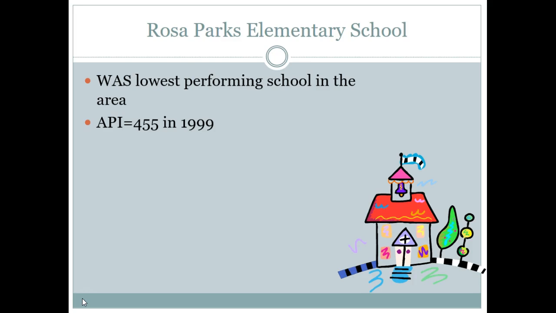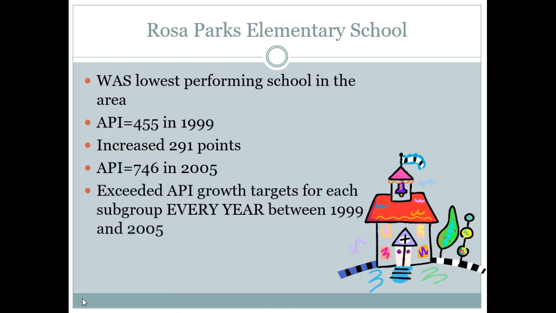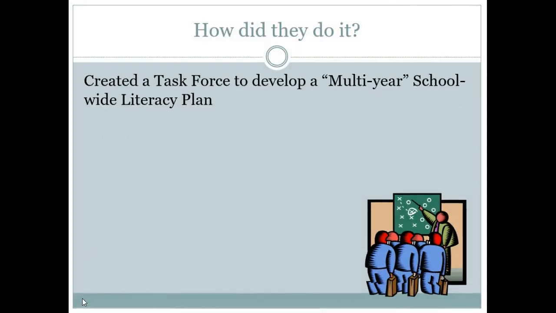So back in the days of API, it was 455 in 1999. But they increased 291 points in just 6 years, which is some time, but you need to invest the time to get results like nearly 300 points. So they also exceeded API growth targets every year for every subgroup, which is another huge accomplishment. So how did they do it?